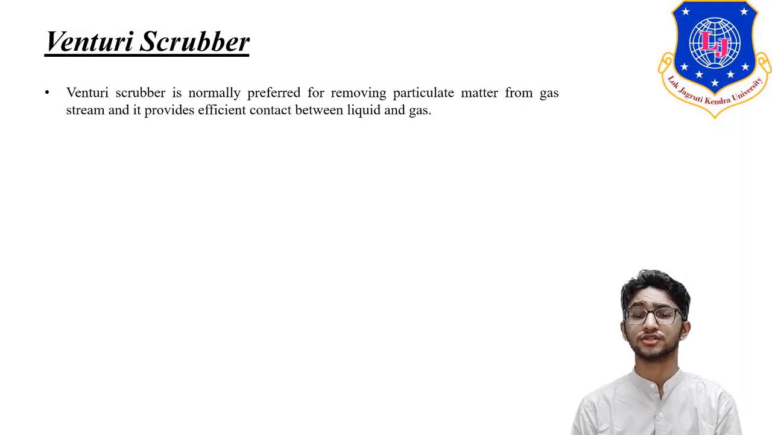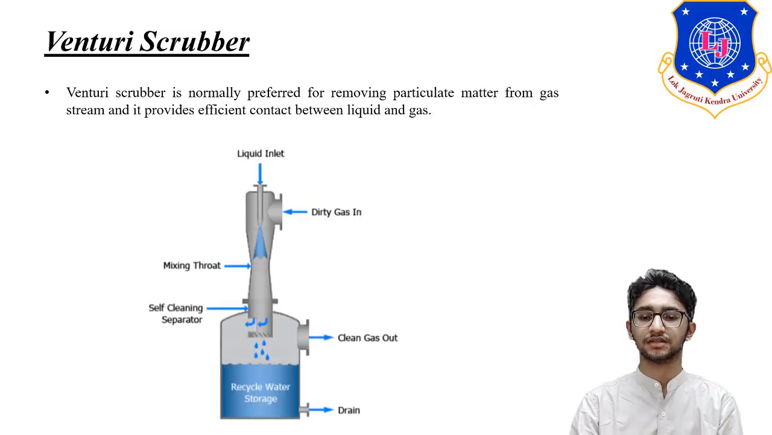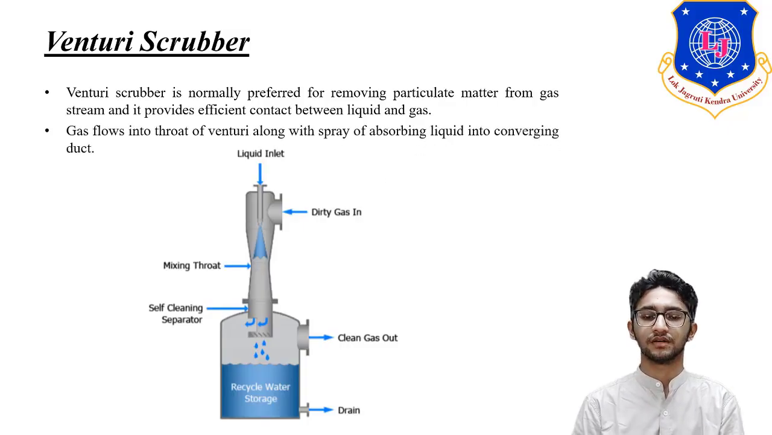Now, Venturi scrubber is normally preferred for removing particulate matter from the gas stream, and it provides efficient contact between gas and a liquid. In Venturi scrubber, as you can see, both gas and a liquid will flow in a co-current manner. The gas flows in a throat of a Venturi along the spray of absorbing liquid into the converging duct. So, when the gas and liquid flow through this throat of the Venturi, the particulate matter from the gas is absorbed by the liquid, and so we can get a clean gas outlet and also the drainage from the bottom of the Venturi scrubber.